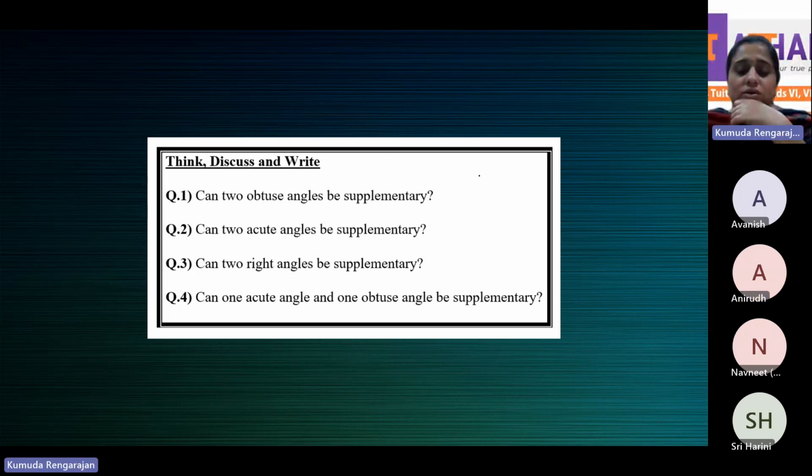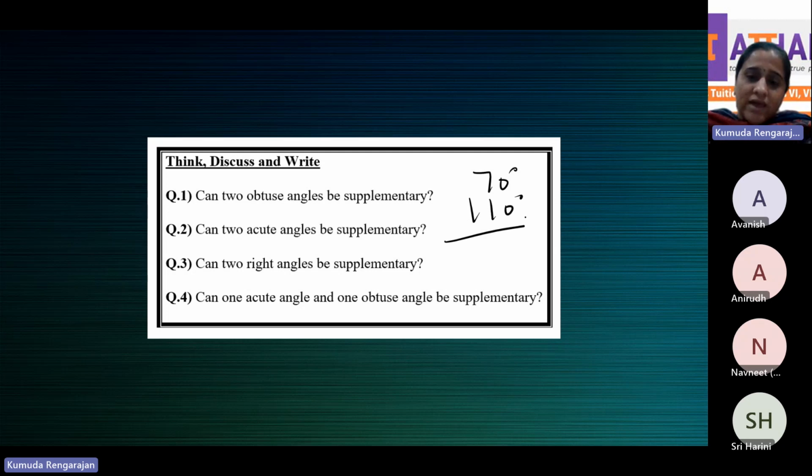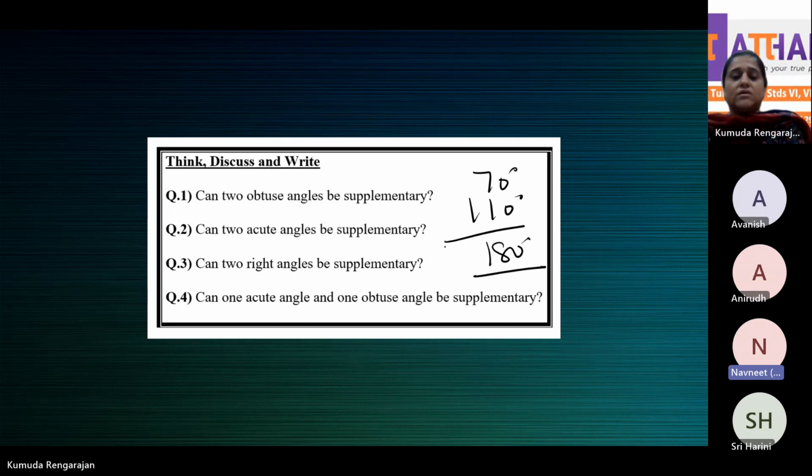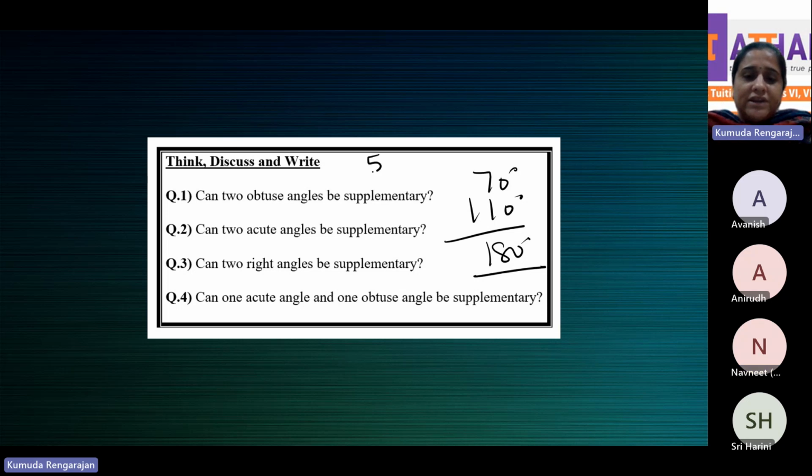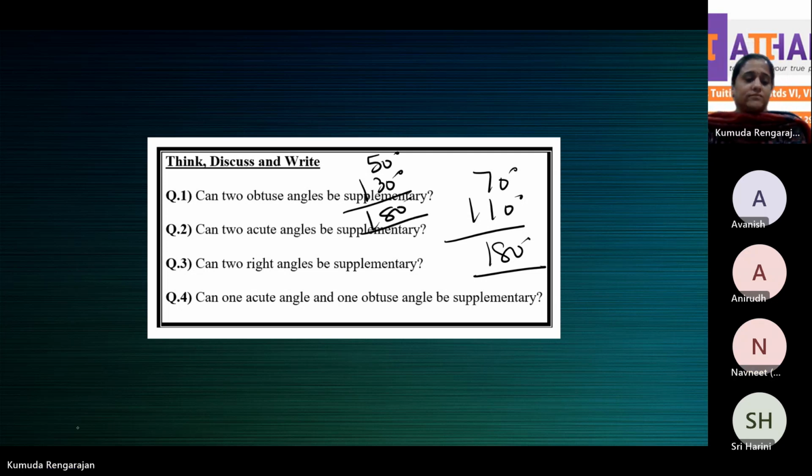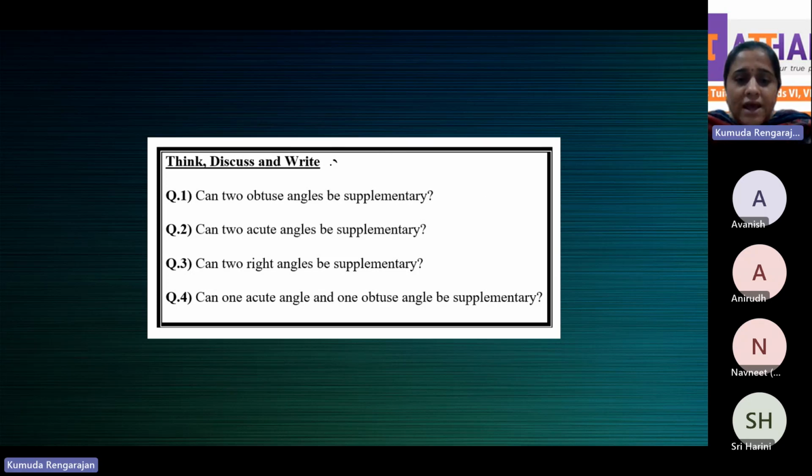So one angle is acute, say 70 degrees. The other one is obtuse, say 110 degrees. So 110 degrees is an obtuse angle, 70 degrees is an acute angle, and their sum is 180. Yes, they can be. Now one acute angle, 50 degrees, and one obtuse angle, 130 degrees. Their sum is 180 degrees. So an acute angle plus an obtuse angle can be supplementary. It is possible.